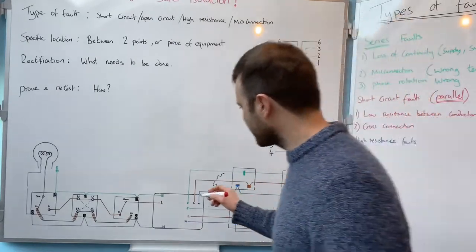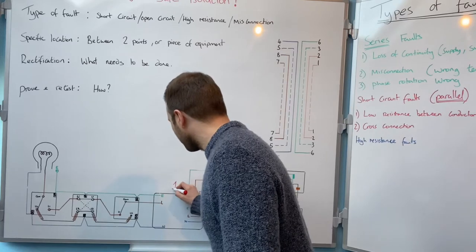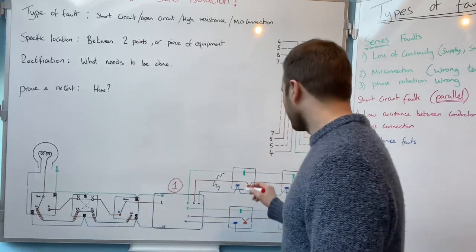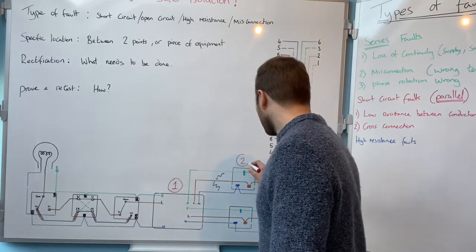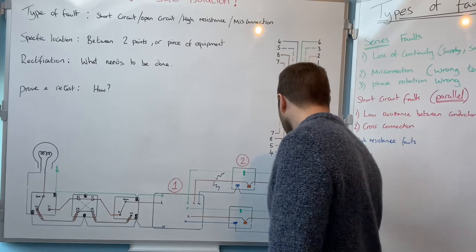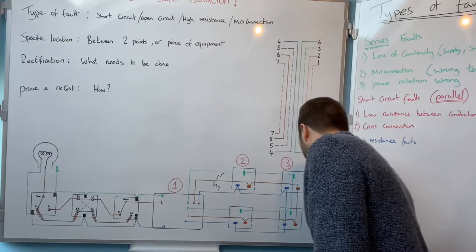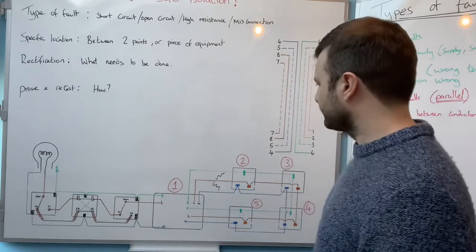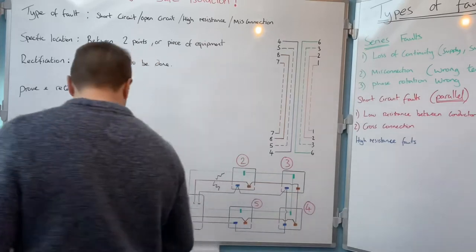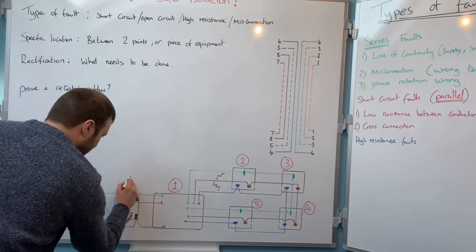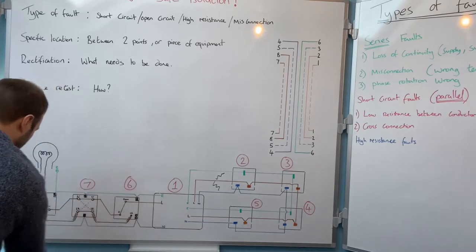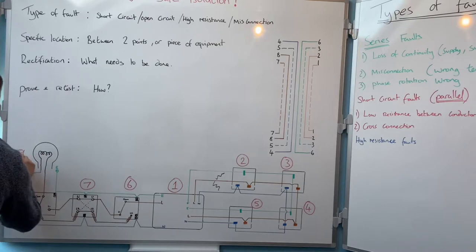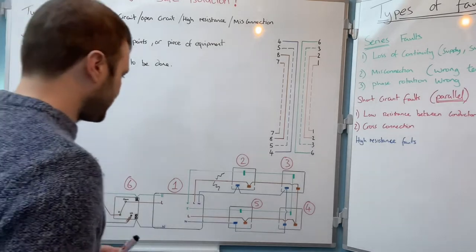So let's label these. Let's imagine that this consumer unit is point number one. Hopefully you guys can see that. So there's point number one. Let's make this point number two, three, four, five. I might as well number them all up while I'm here. So then we've got 6, 7, 8, and 9 is the light. Okay, we've got 9 points here.